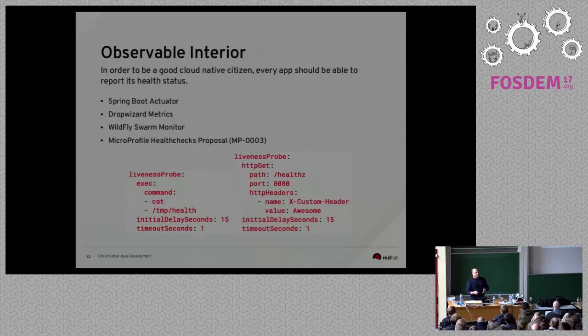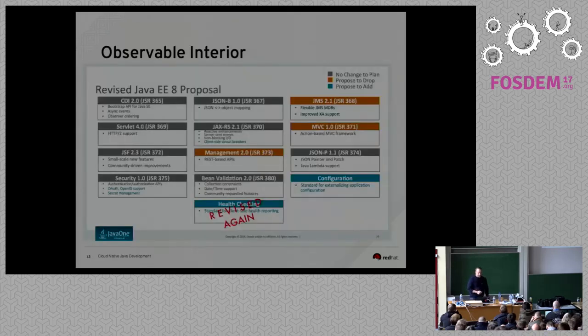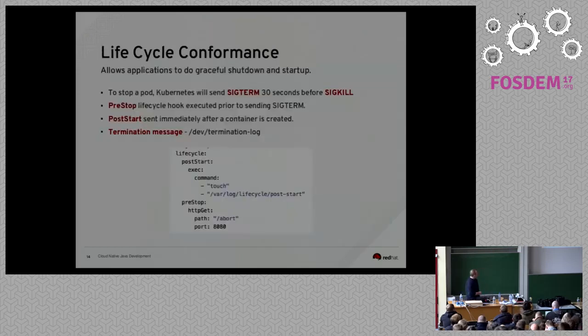Kubernetes, by default, will check that the Docker process of your container is up, but that's usually not enough. We have seen in the Java world many examples where the JVM throws out-of-memory exceptions, or the JVM is still up, but it's actually not functioning. So to catch these kinds of issues, we have health checks. And actually, the concept of health checks is so important that it was added to a Java EE proposal. You can see at the bottom health checks and configuration management. So at some point, it will become part of Java. But unfortunately, I believe it was revised again, and it has moved to Java 9. But you don't have to wait for Java 9.